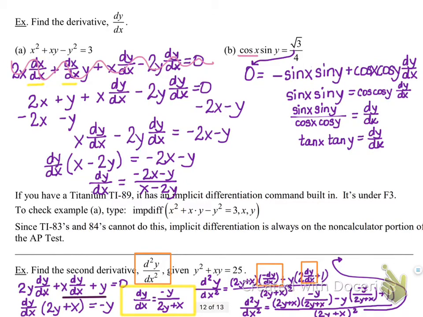Now, if you look at this carefully, this term will cancel with this term. And when you simplify, you see that these y's cancel, and you are left with y squared over 2y plus x cubed.